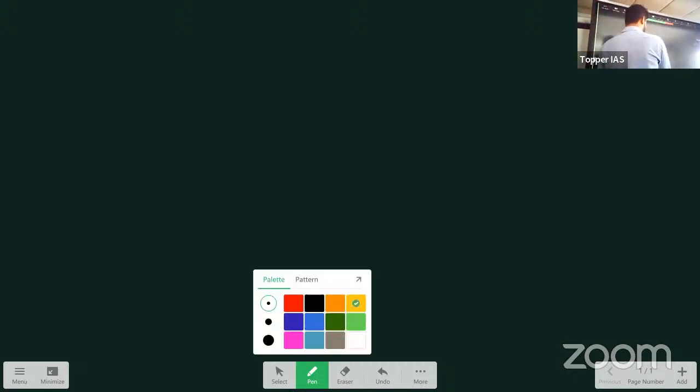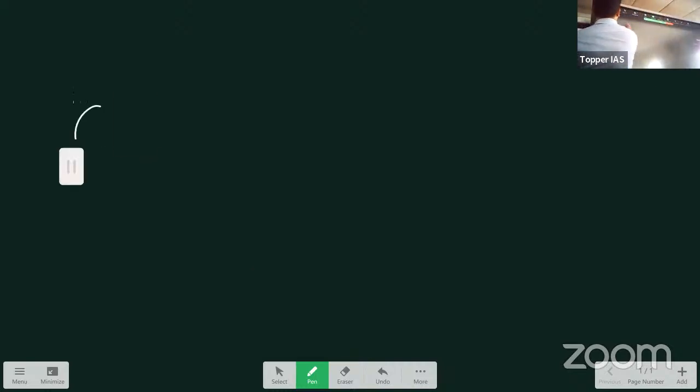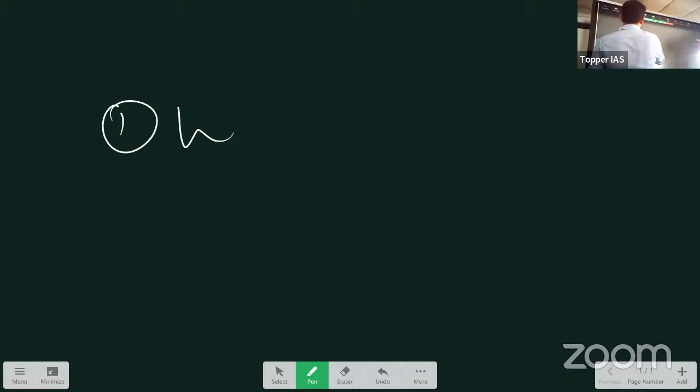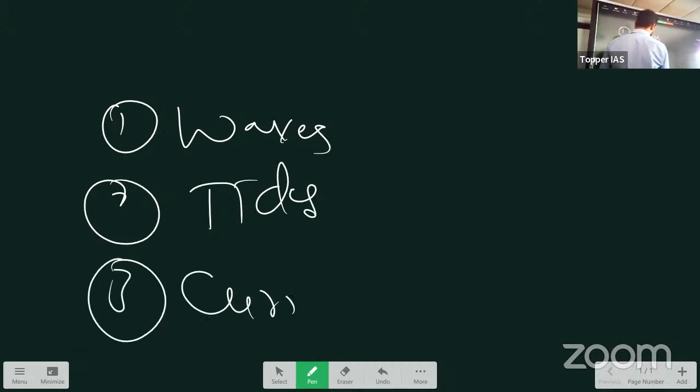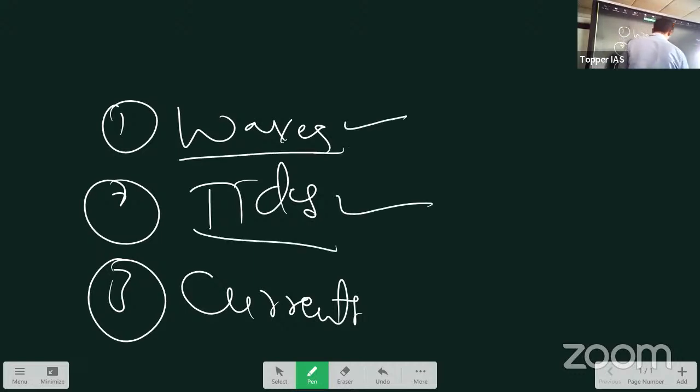Ocean waters can move in three ways. Number one, waves. Number two, tides. Then we'll study currents. So these are the three important movements in the oceans. Correct? Ocean water move in the form of waves, or in the form of tides, or in the form of currents. Correct? So we'll take waves first.